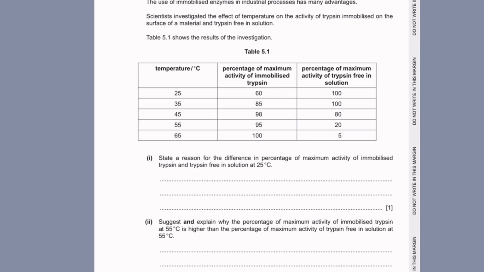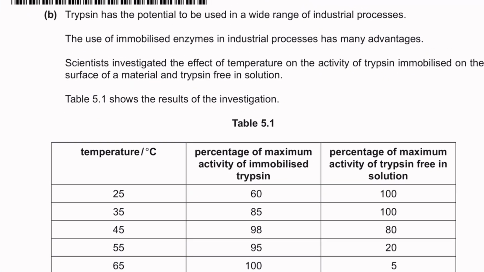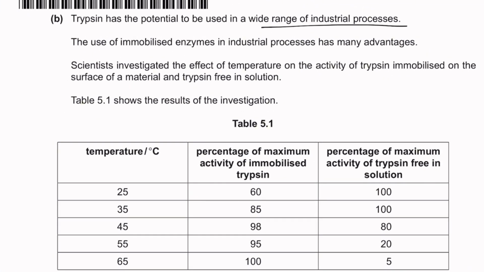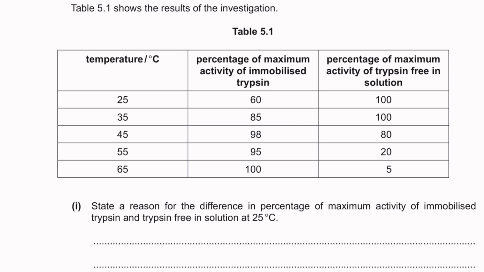Now moving on to B, trypsin has the potential to be used in a wide range of industrial processes. Some scientists investigated the effect of temperature on the activity of trypsin immobilized on the surface of materials and trypsin free in solution. Table 5.1 shows the results of the investigation. Temperature in degrees Celsius from 25 to 65 and percentage of maximum activity of immobilized trypsin, and you could see also the percentage of maximum activity of trypsin in free solution.